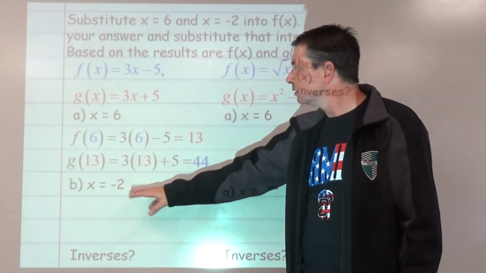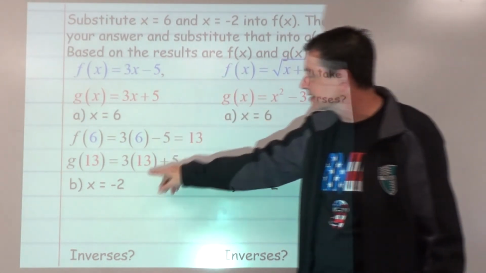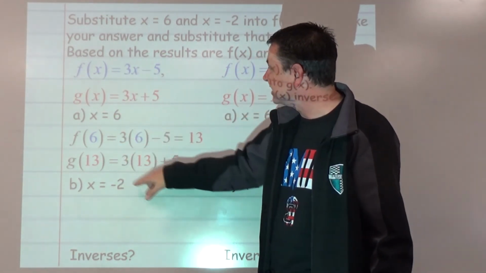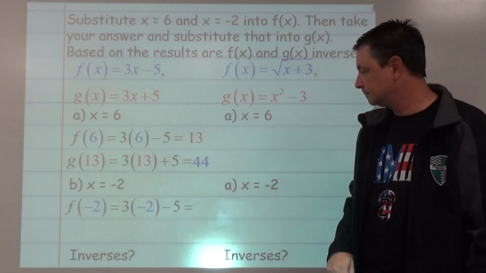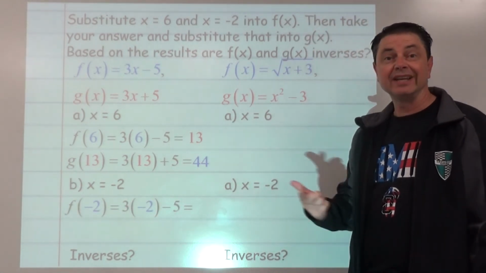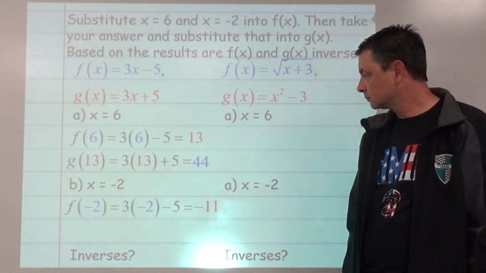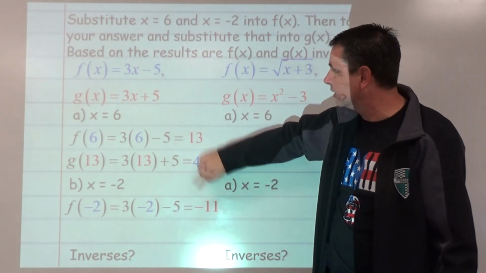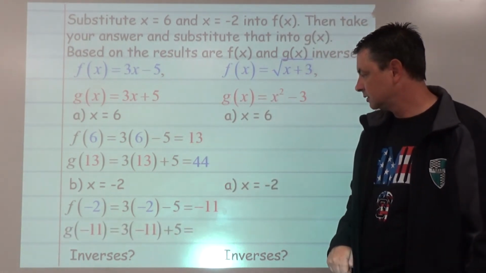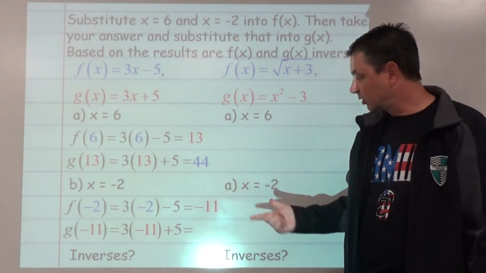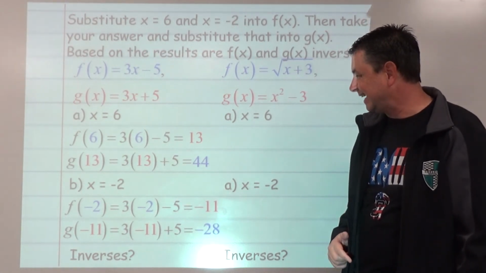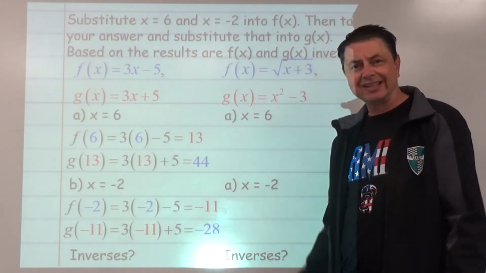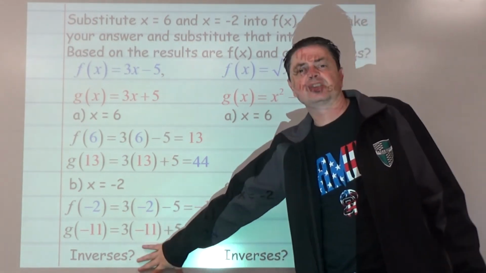Let's try part B. Let's try it with -2, same process. Plug it into f of x first, so 3 times -2 minus 5. And you get -11. Substitute that into g of x, 3 times -11 plus 5. -33 plus 5 is -28. We started with -2, we ended with -28. Not sure I see anything special happening. Let's hold off on this question.